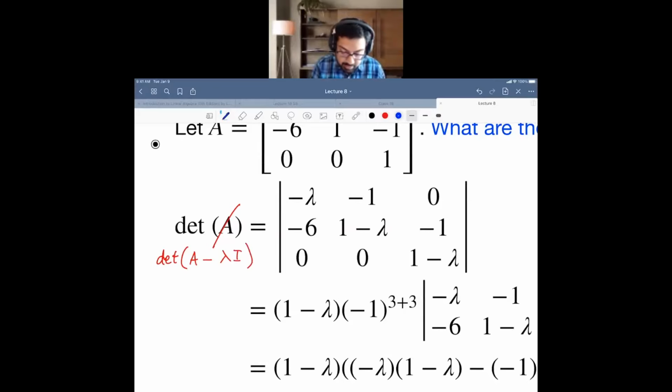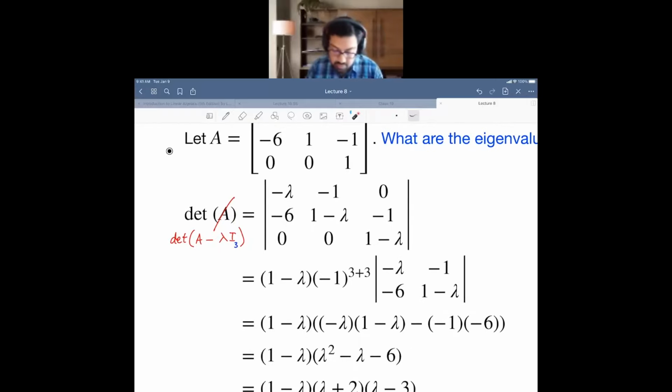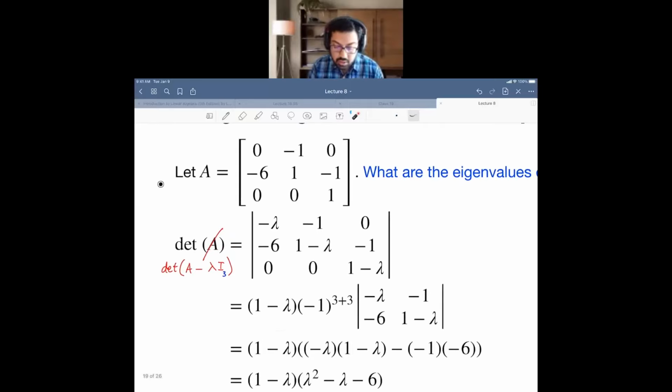And in this case, A is 3x3, so this is A minus lambda I3. If you did that, you see only the diagonal elements are going to change, because those are the only non-zero elements in the identity. You're doing 0 minus lambda, 1 minus lambda, and 1 minus lambda. So only those three change. Everything else is the same as A.